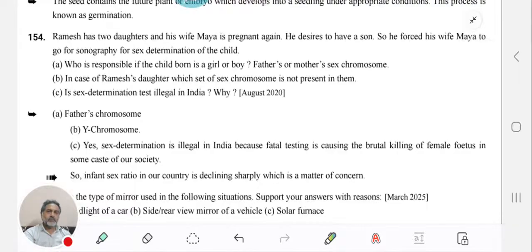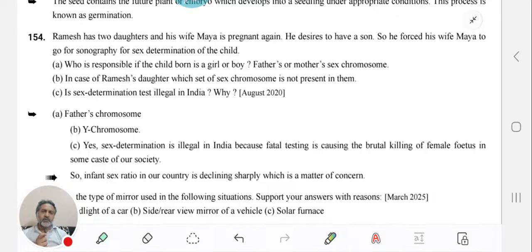Number 154. Ramesh has two daughters, and his wife Maya is pregnant again. He desired to have a son, so he forced his wife Maya to go for sonography for sex determination of the child. Who is responsible if the child born is a girl or boy, father or mother, sex chromosome?